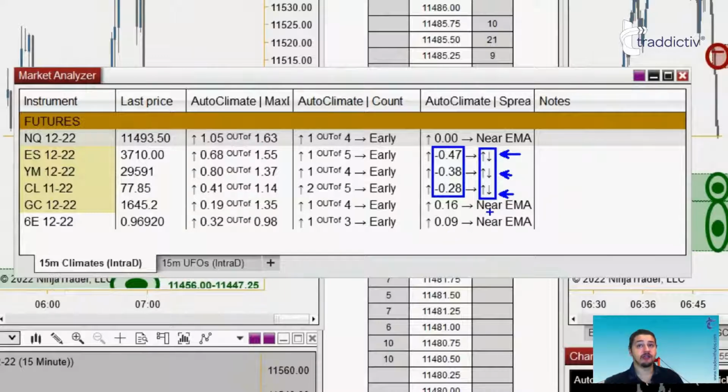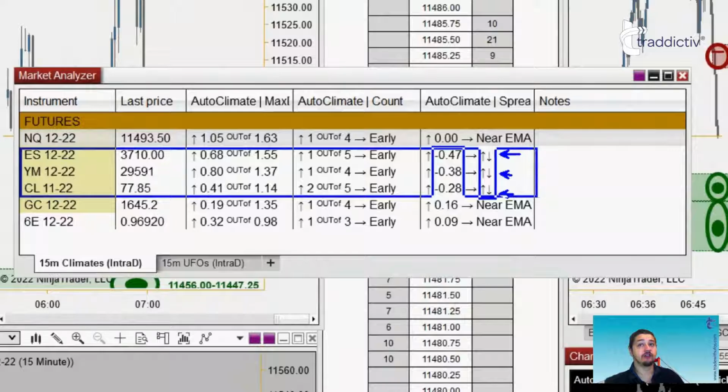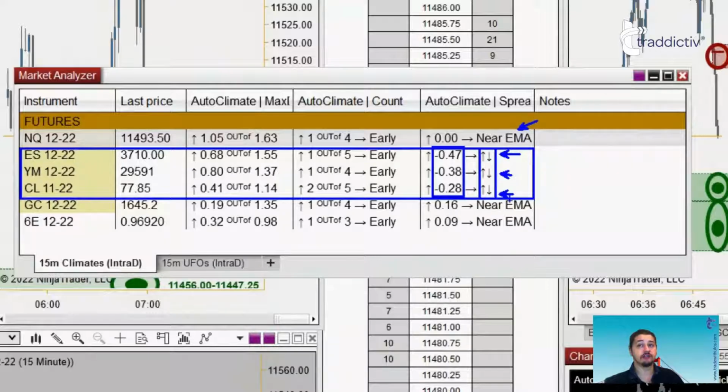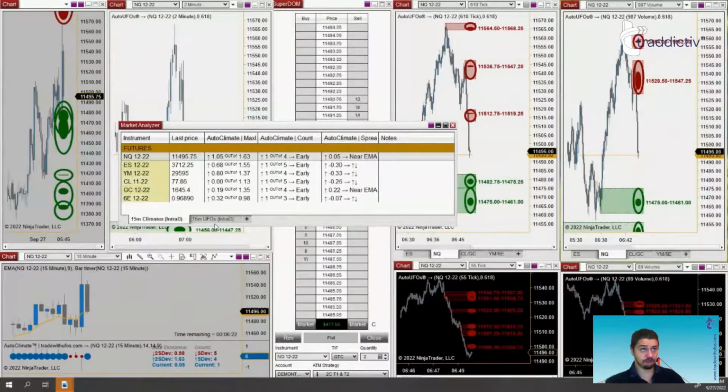Okay, so there may be a change in climate. That's why the up and down arrows are visually representing that this is something you need to look out for, that these three are already trading below the 9 exponential moving average, which is right here near EMA. Okay, so that's further simplification of information for you when it comes to trading these markets.